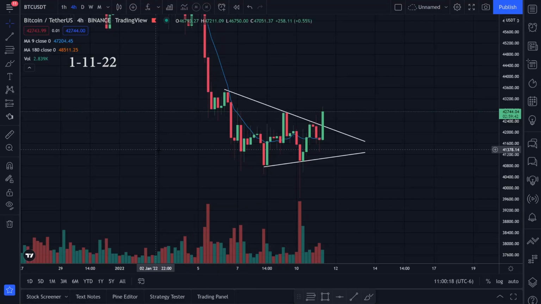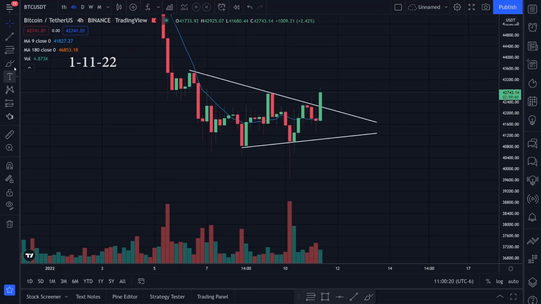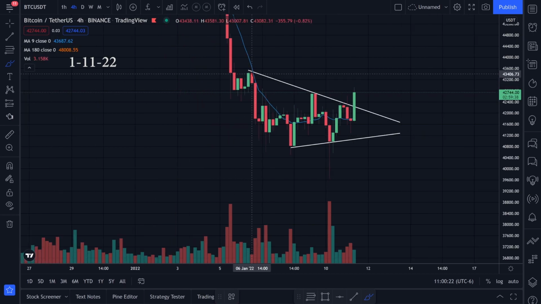Let's take a look at the chart action for Bitcoin. Okay, so here's what we were looking at in yesterday's video. We are on the 4-hour time frame and we had resistance right here, resistance right here. We had support right here and we had support right here.